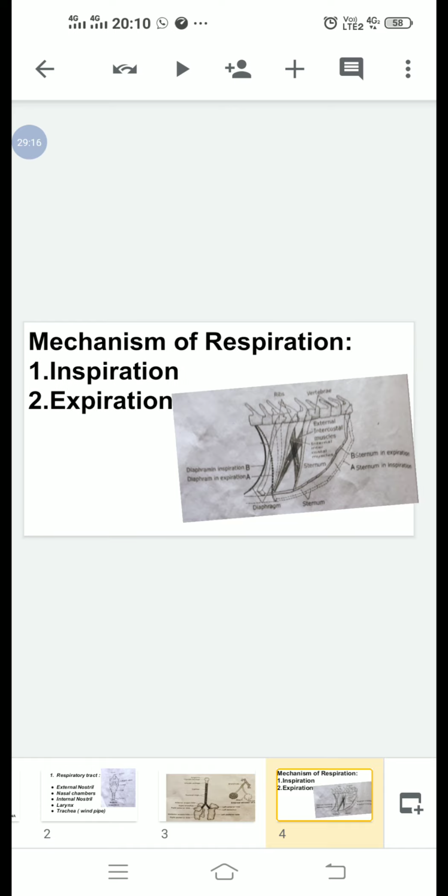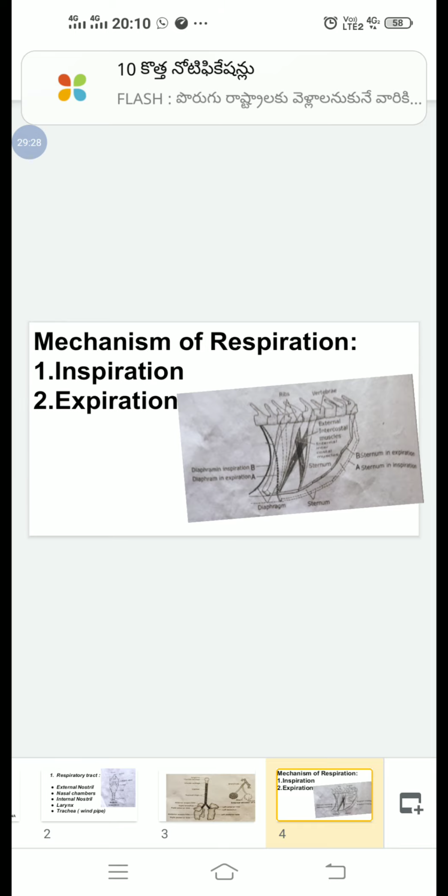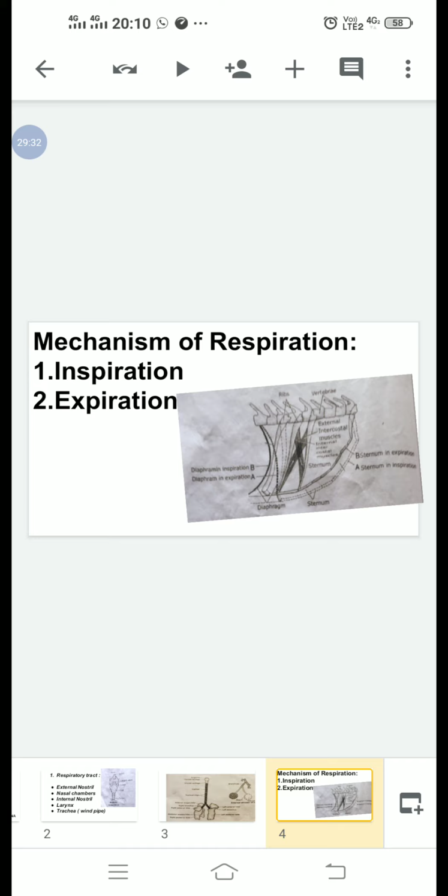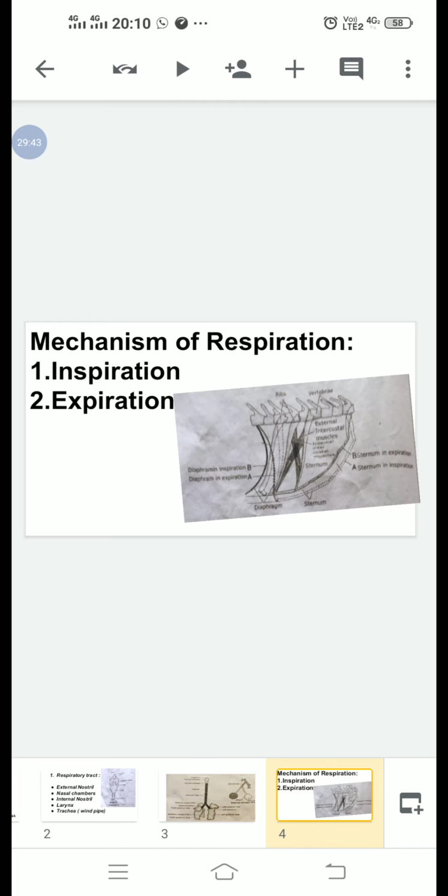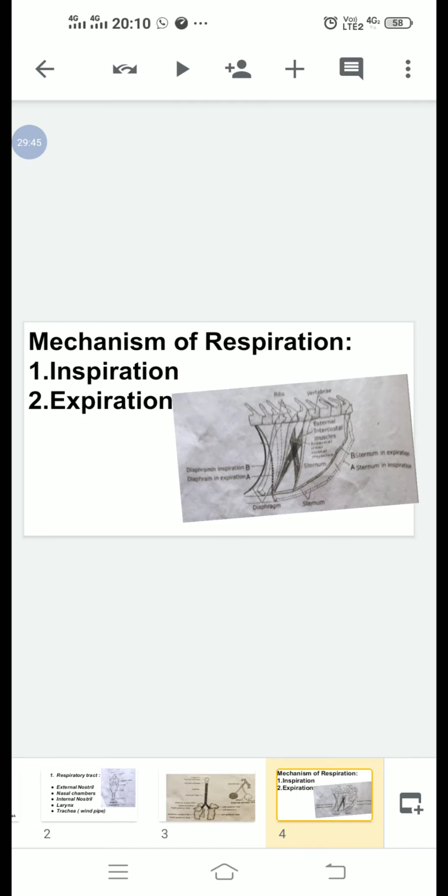Relaxation of the diaphragm and the intercostal muscles returns the diaphragm and the sternum to their normal position and reduces the thoracic volume. The decrease in the thoracic cavity causes recoil of the lungs and expulsion of air from the alveoli into the atmosphere. This is the rabbit respiratory system.